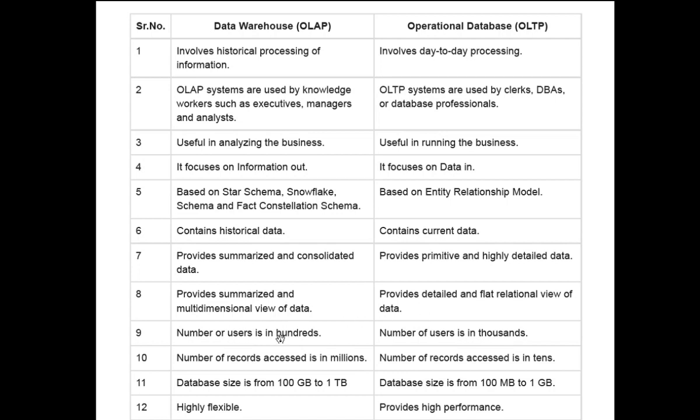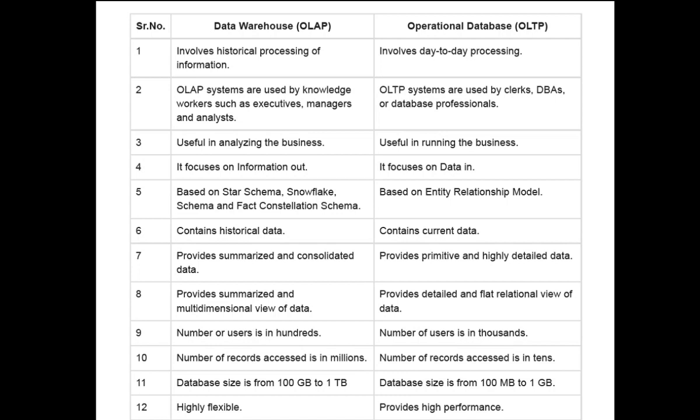In case of OLAP, the number of users may be in hundreds or less, but in case of OLTP there may be thousands of users. When we talk about records, the number of records accessed is in millions in case of OLAP, but in OLTP the number of records accessed is in tens. Means for executing a query in OLAP we may have to access millions of records, but in OLTP we may have to access tens or maybe more records.